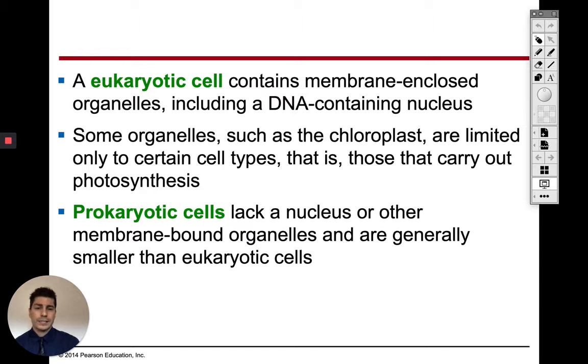Now, prokaryotic cells, they don't have any organelles. They don't have a nucleus. The only thing they have that kind of resembles an organelle is called a ribosome. And the ribosomes are going to be used to make proteins. So ribosomes make proteins. And both eukaryotic cells and prokaryotic cells have ribosomes.